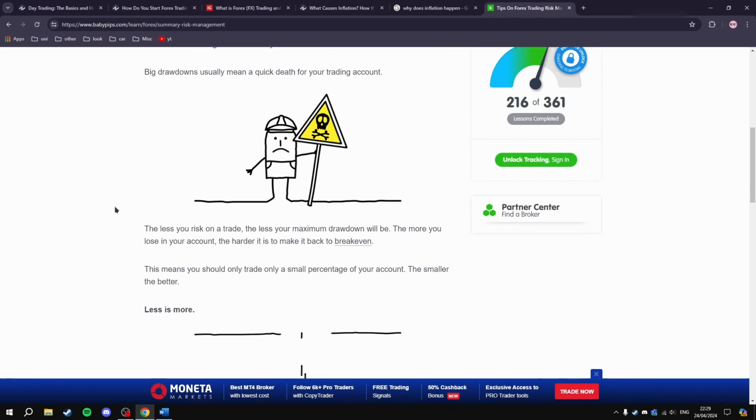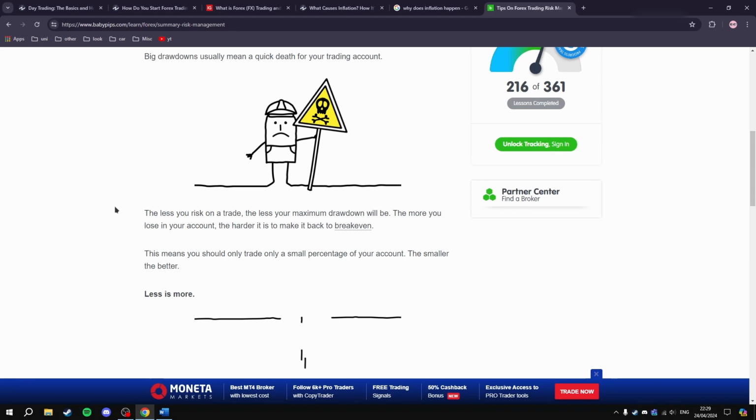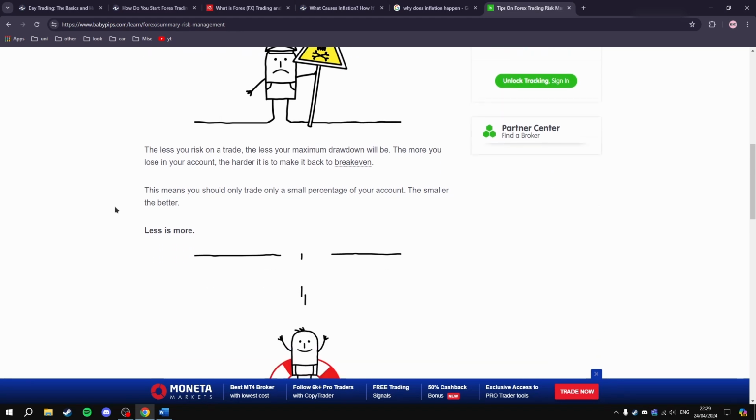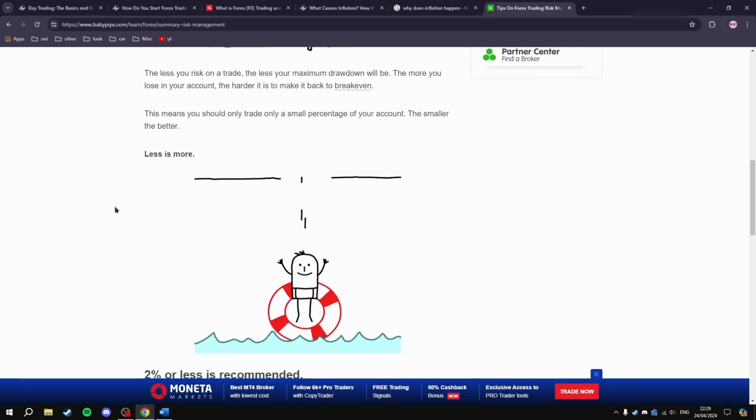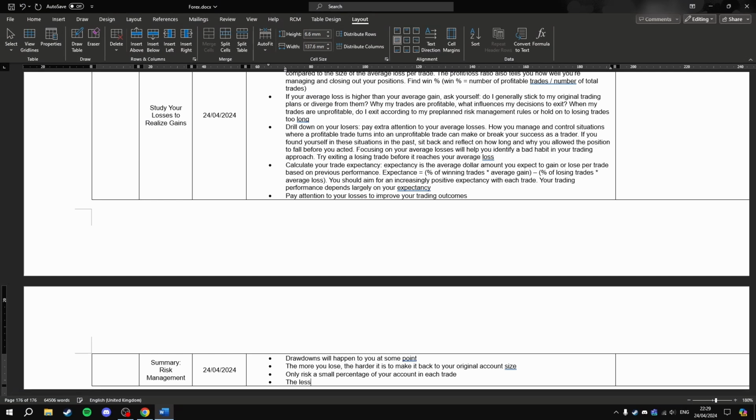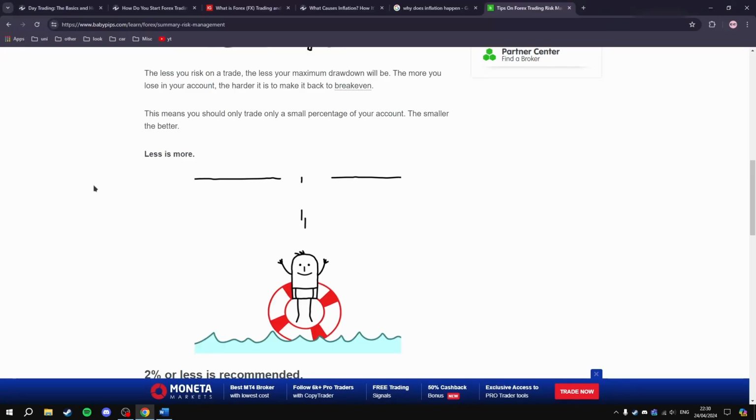Big drawdowns usually mean a quick death for your trading account. The less you risk on each trade, the less your maximum drawdown will be. The more you lose in your account, the harder it is to make it back to break even.